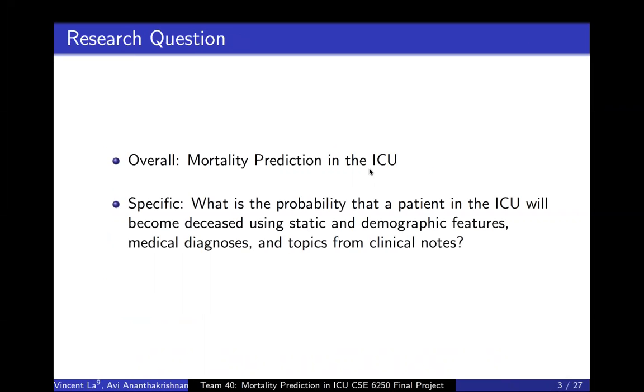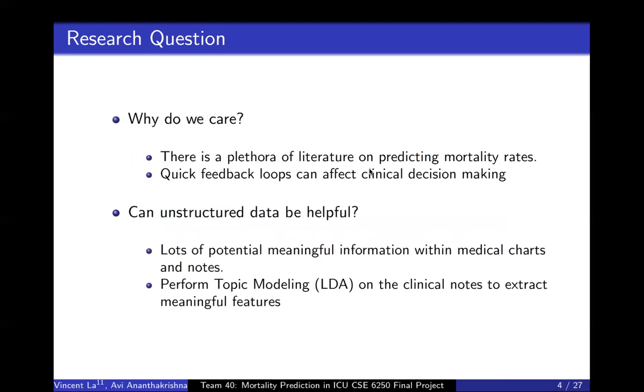So overall, what we're trying to do here is predict mortality. So what is the probability that a patient in the ICU will die at the end of the admission or within the hospital admission using the MIMIC-3 dataset? Specifically, we're trying to answer the question: what is the probability that a patient in the ICU will become deceased within the hospital setting using static and demographic features, but also medical diagnoses and topics from clinical notes?